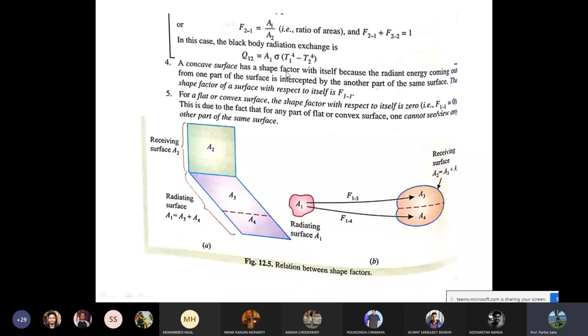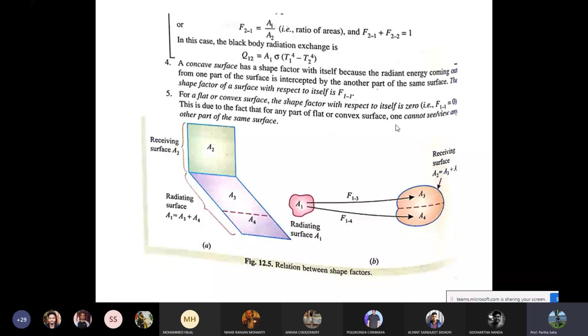Now a concave surface has a shape factor with itself, because the radiant energy coming out from one part of the surface is intercepted by the other part of the same surface. The shape factor of a surface with respect to itself is F11. The concave surface has a shape factor with itself because the radiant energy coming out from one part of the surface is intercepted by another part of the surface.